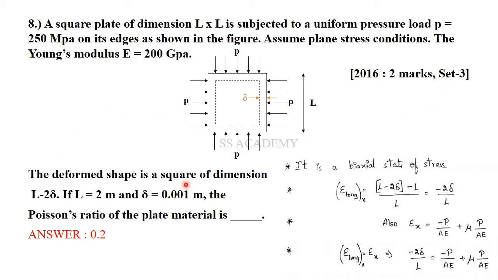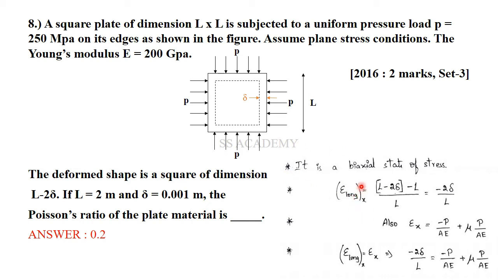Okay, the deformed shape is a square of dimension L minus 2 del. Here it is a del and here it is a del. And if L is equal to 2 meter and del is equal to 0.001 meter, the Poisson's ratio of the plate material is being asked. It is a numerical question. So it is a biaxial state of stress.